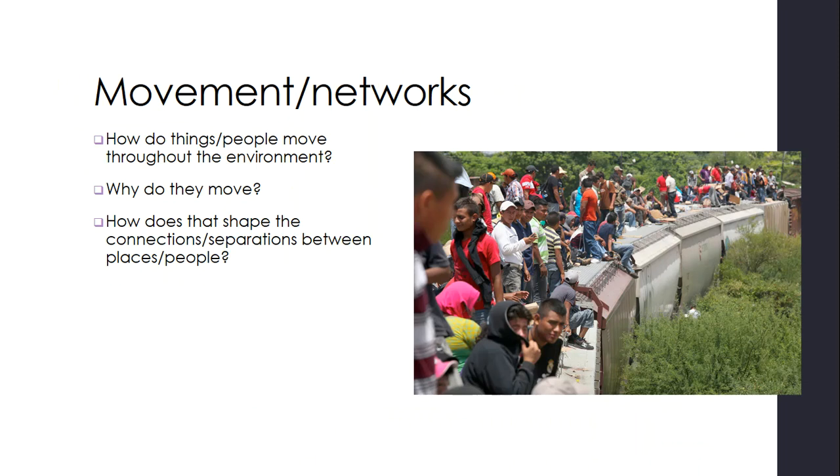When we think about movements and networks, this is a picture of people migrating through Mexico on top of the train on the way to the United States. This picture was taken a couple of years ago during the crisis of having so many undocumented minors entering the US that were mostly fleeing Central America. And so we want to think about how do things and people move throughout the environment? Why do they move? How does that shape the connections and separations between places and people?